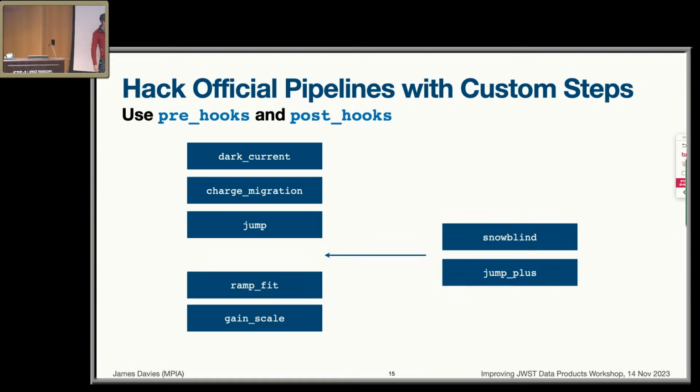So if you want to do any further flagging of, say, errant pixels, you need to do it somewhere here. And that's kind of what Snowblind does. It just flags pixels and this jump plus step, which handles some of the frame average data in a slightly different way. So I'm going to show you how you might insert these 2 steps into the official pipeline using pre-hooks and post-hooks. Pre-hooks and post-hooks are documented somewhere in our documentation of the pipeline, but I suspect no one has heard of them.